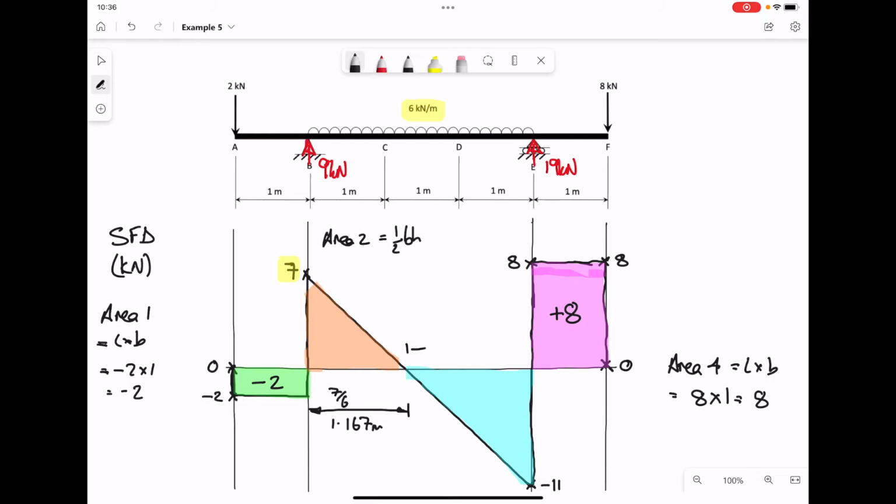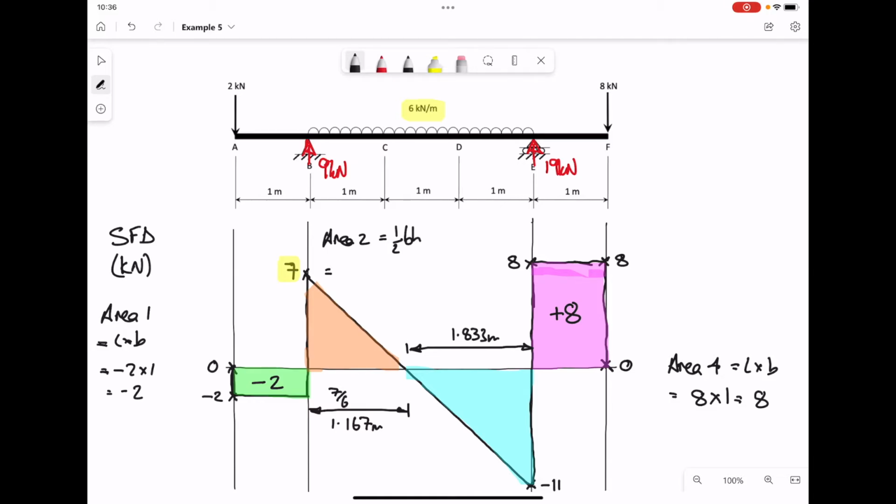Conversely, on the other side for the blue triangle, the total distance across from B to E is 3 meters. So 3 meters minus 1.167 gives us 1.833 meters. With this information, we can work out the area for the orange triangle and the area for the blue triangle.